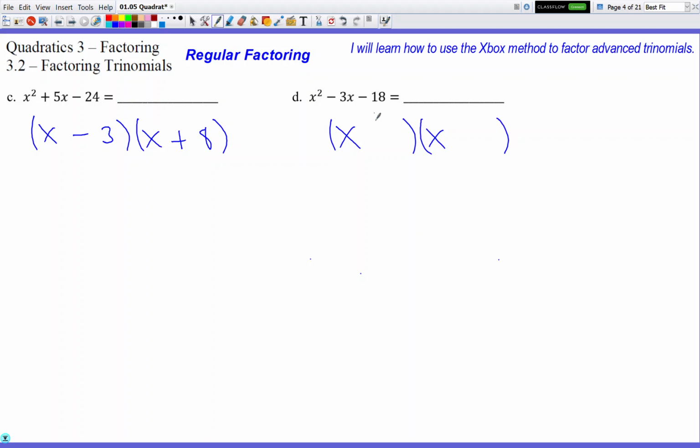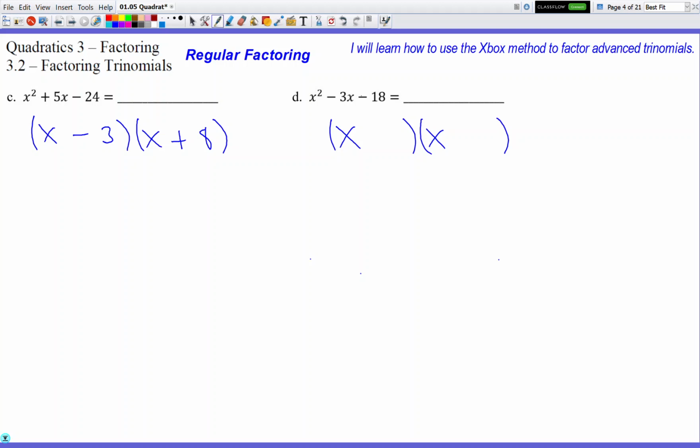One of my two numbers is going to be positive, one of my two numbers is going to be negative. So when I have 1 and 18, they're going to actually decrease in size, or you're going to kind of subtract it, so you're going to get 17. And that's not my middle number. My middle number is a 3. Okay, so what about 2 and 9? 2 and 9 make 7. No, that's not going to work.